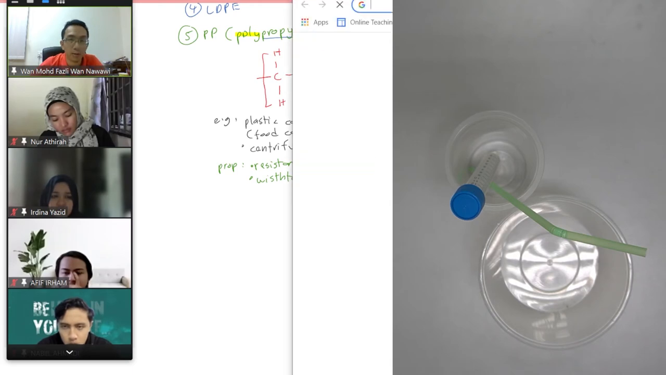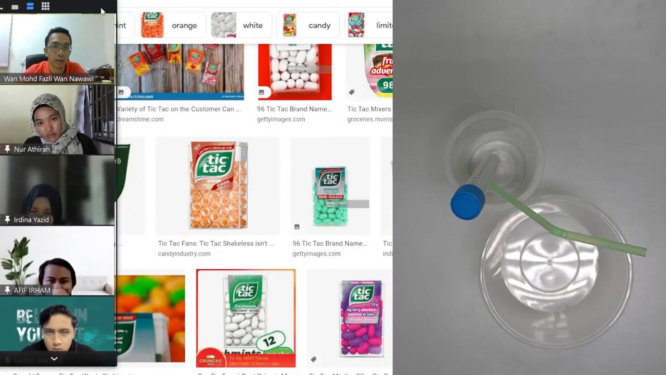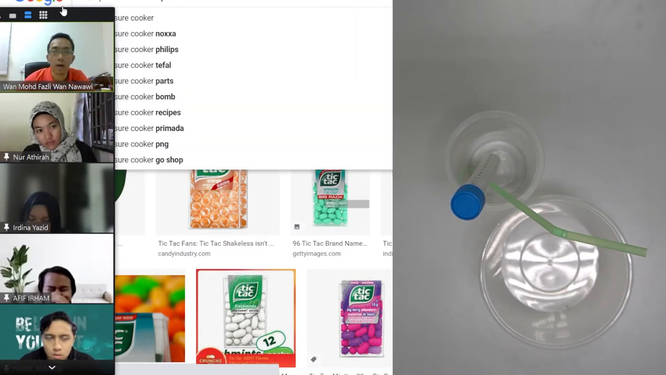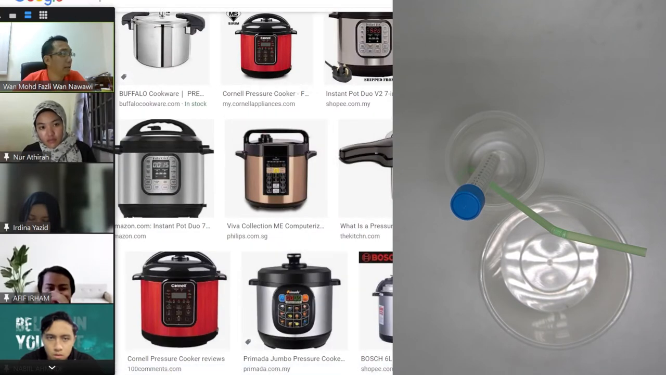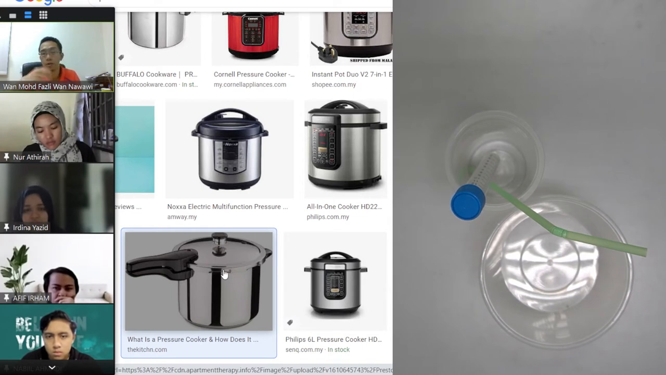Let me go here. Okay, so here you can see this tic-tac, right? Maybe I put a pressure cooker here. It's the same idea as the pressure cooker. You have something like this, a pressure cooker. Basically when you cook, you close it, you create pressure inside, you don't allow the pressure or vapor to escape, so the pressure keeps increasing. So that's the idea of an autoclave.